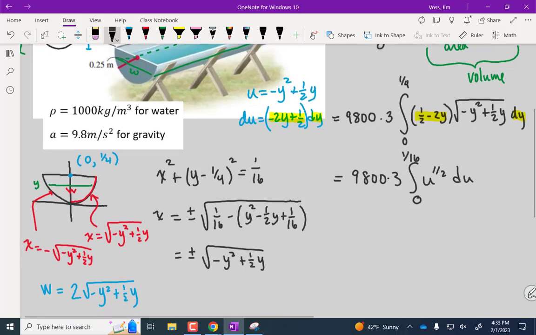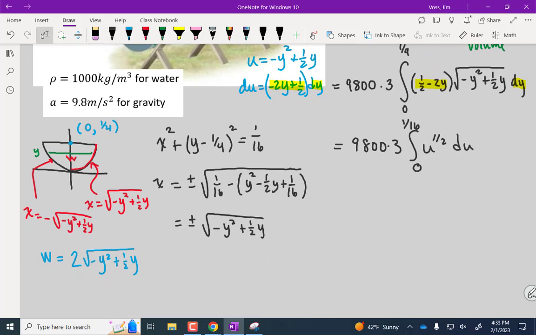So those are our u limits. And then we can roll. We can multiply this out in front, or we can just wait. Sometimes we're going to get cancellation based on whatever this antiderivative is. So we're going to have u to the 3/2 multiplied by 2/3, and that's going to be from 0 to 1/16.